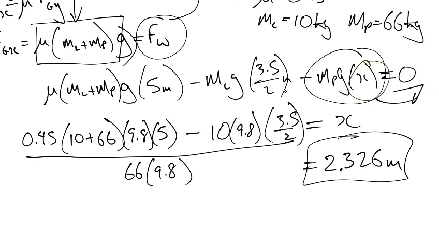I just want to make sure that I got this answer right. If I go 0.45, enter, 76 times 9.8 times 5 times, and then I go 10, enter 9.8 times 3.5 times 2 divided by minus 66 divided by 9.8 divided by. Yes, I did get that correct.